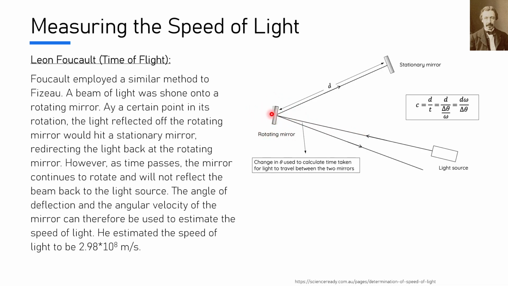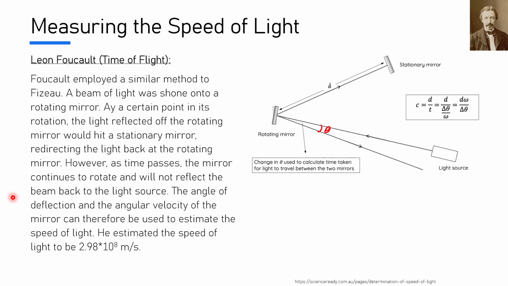At a particular point in the rotation, there would be essentially a beam of light that went to the mirror, bounced back, and by the time it came back, the mirror had rotated slightly further along, which meant that the reflection of this mirror did not bounce back directly at the light source, but was deflected in a slightly different direction. If Foucault was able to measure where this point was, he could then determine the angle between the incident light ray and the detected light ray.